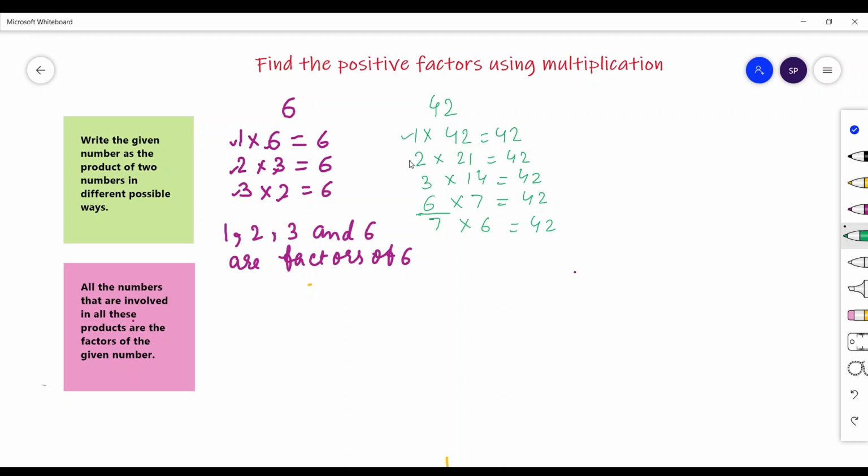So 1, 2, 3, 6. Write down the numbers involved in the multiplication: 1, 2, 3, 6. Next number is 7, 14, 21, 42. 21 and 42 are the factors of 42.